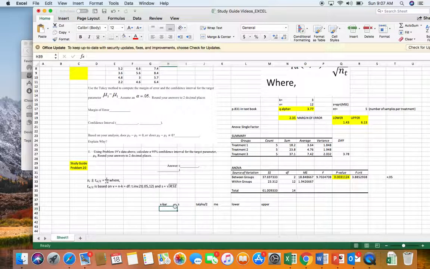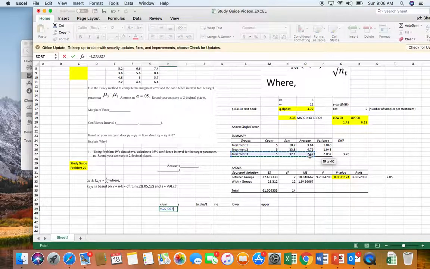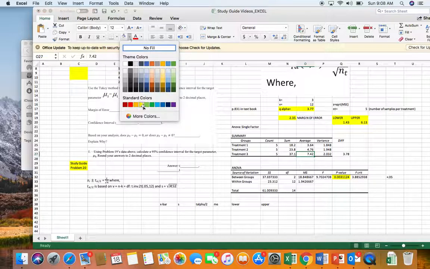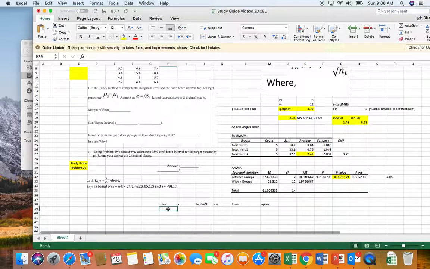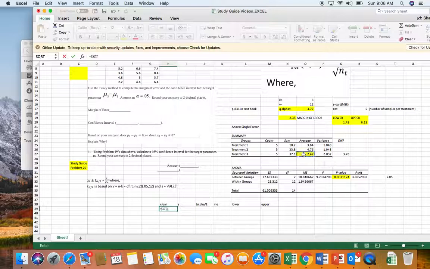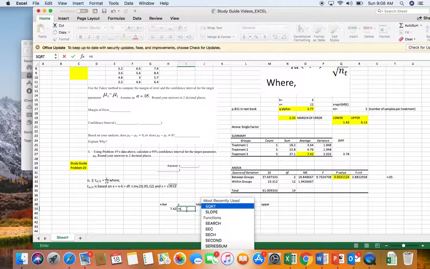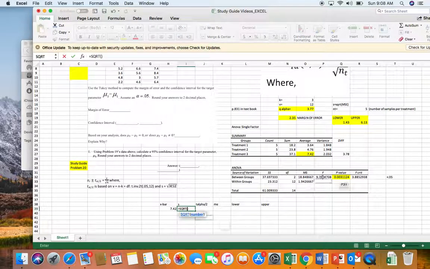So for x bar, that is just treatment 3 right here. And let me back up. So treatment 3's average is right here, and that is going to be x bar. So it comes right from the ANOVA analysis. The standard error is going to be the square root of the mean square error term, which is right here.